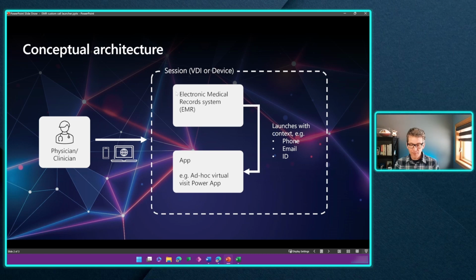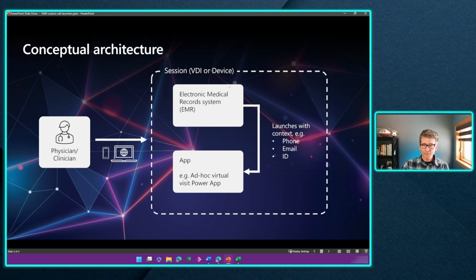And then from that electronic medical record system, they will click a link or a button that's going to launch, with context like a phone number, an email address, or an ID, that virtual visit launcher app that we talked about previously in those videos. So from their perspective, they don't have to do any kind of app switching. It's just a natural feel as they go through their workflow in front of the systems they're already using today.